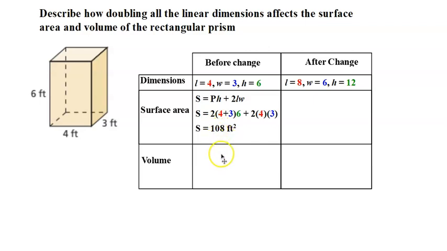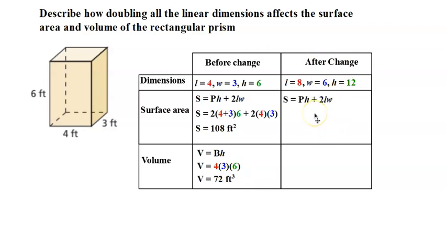All right, let's go ahead and do volume, and then we'll take a look at what happens after the change. With volume, it's area of the base times the height. The base is a rectangle, so that would be length times width. So length times width times height is 4 times 3 times 6, which is 72 cubic feet. Remember, surface area is in square feet, volume is in cubic feet.